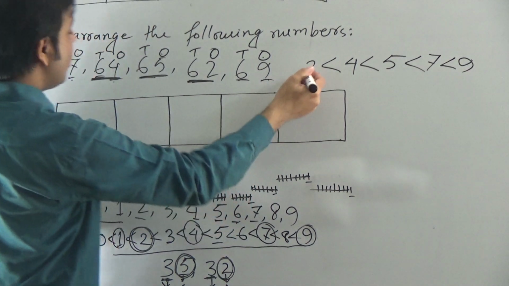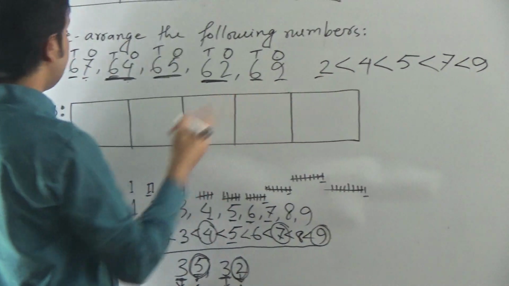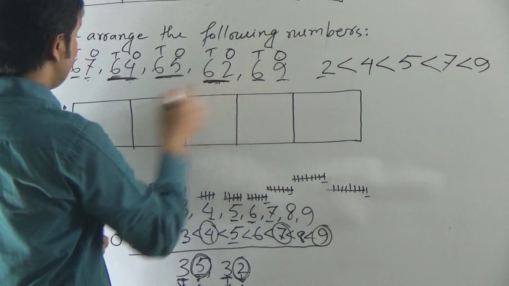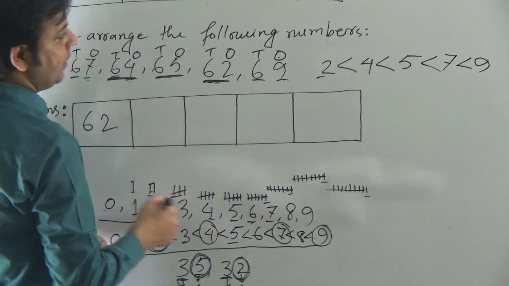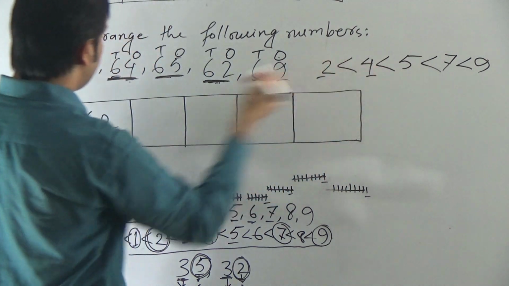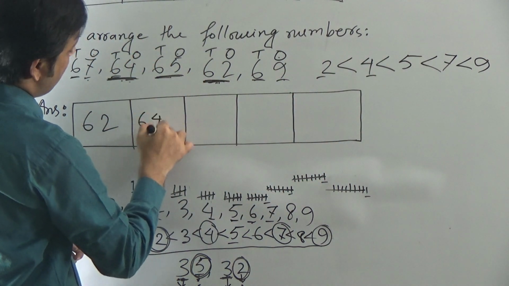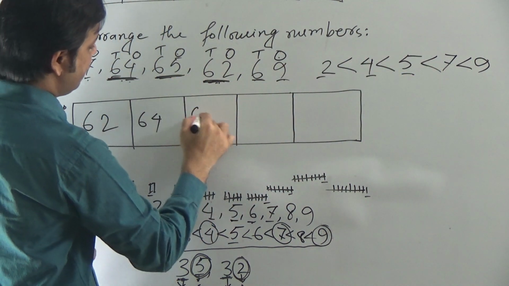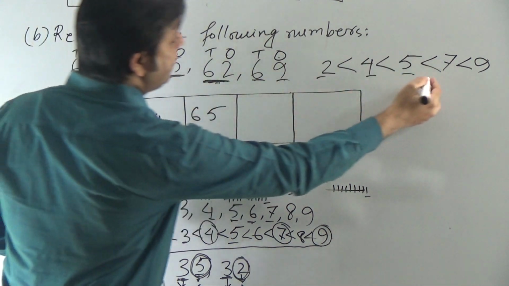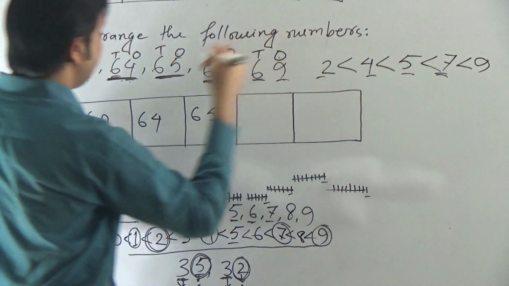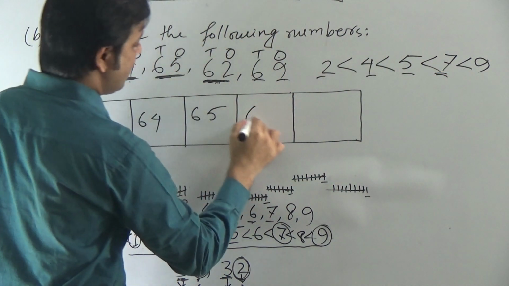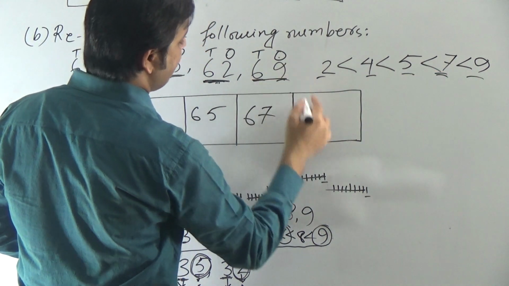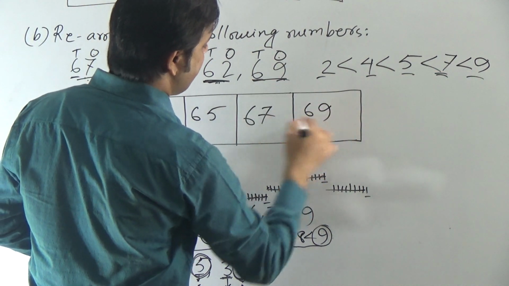So we can say the ones place 2 gives the smallest number, so 62 is the smallest number. And then the ones place 4 means 64. The ones place 5 means 65. The ones place 7 means 67. And the ones place 9 gives 69.